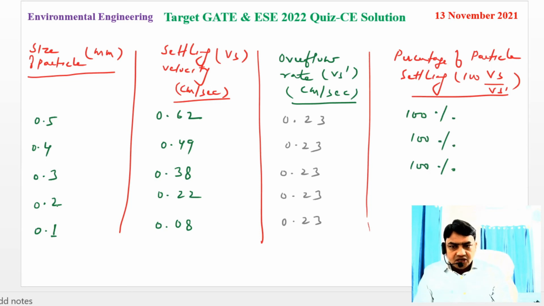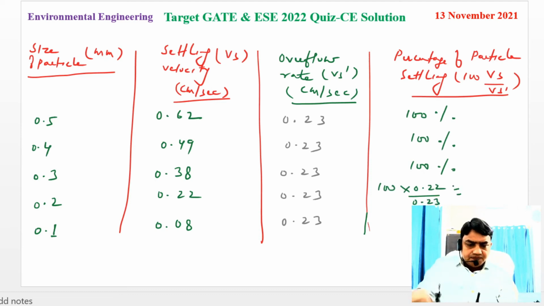But for the size of the particle 0.2 mm and 0.1 mm, settling velocity is less than overflow rate. So what is the percentage of particle settle? So it will be 100 into 0.22 divided by 0.23. So this value is 0.22 divided by 0.23 into 100, which is 95.65%.